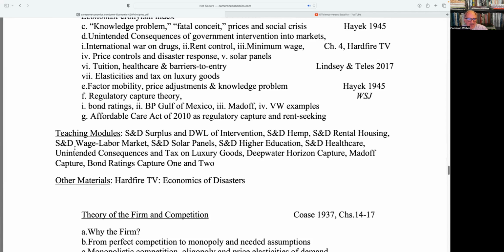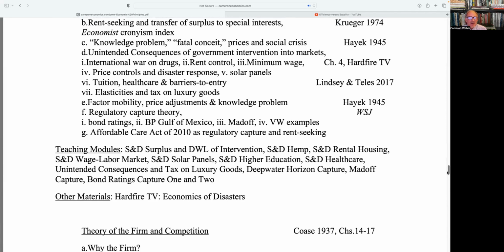And we give several examples in the wage labor market, the market for solar panels, higher education, healthcare, and also give some examples of environmental degradation due to government intervention. And we also have, as part of the teaching learning modules, we also use some of our Hardfire TV programs, and we have a Hardfire TV program on the economics of disasters, which you can find on YouTube as well.